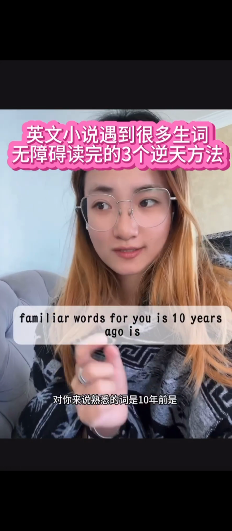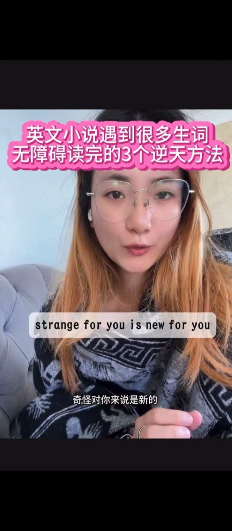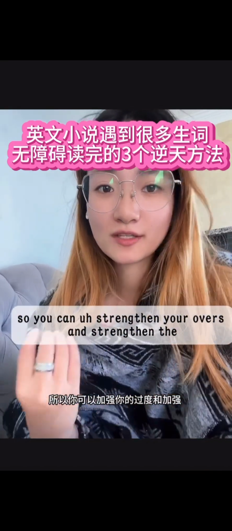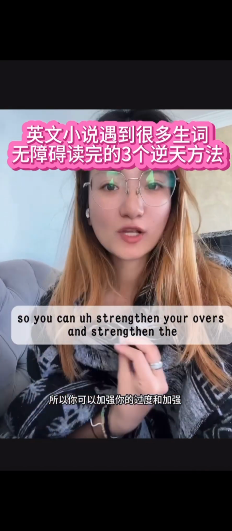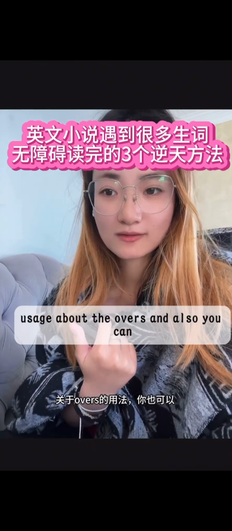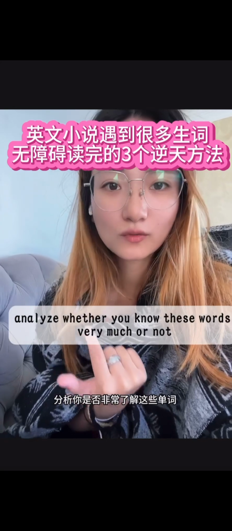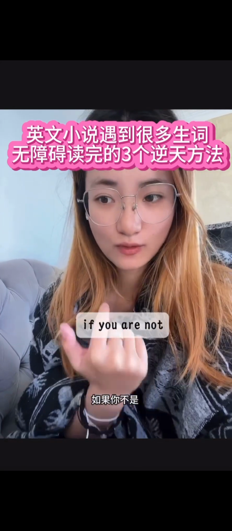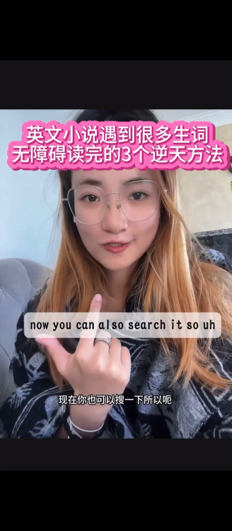because the familiar words for you now were strange and new for you 10 years ago. So you can strengthen your old words and the usage of the old words, and you can also analyze whether you know these words well or not. If you don't, you can also search for them.